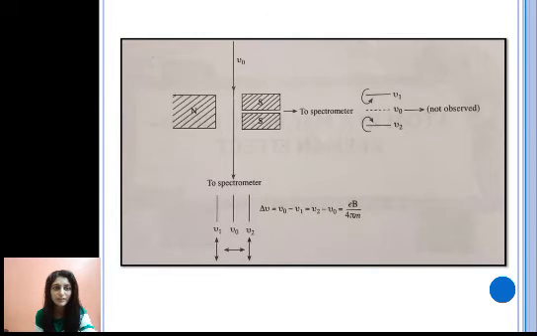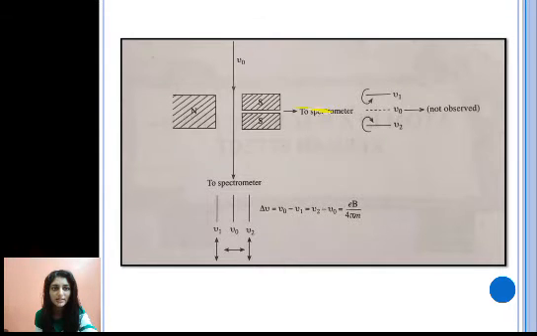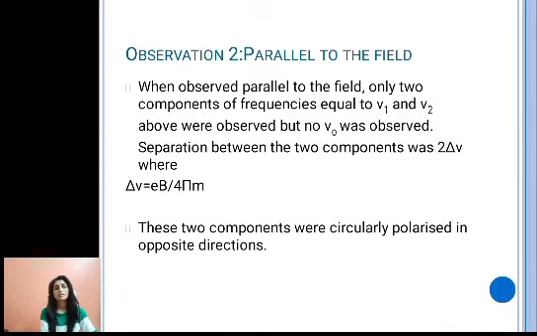And here, when we view parallel to the field, here the hole is drilled, you can see, so that we can view parallel to the field. When we view parallel to the field, we are not getting this nu zero component, so that's why in parallel view we get only two components, and these two components are circularly polarized.